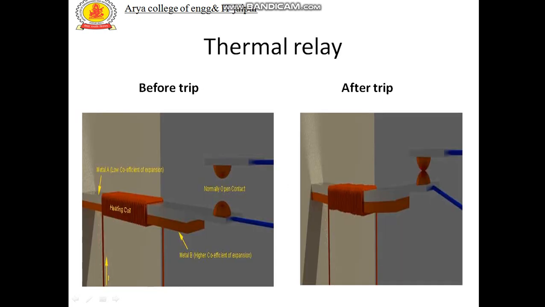Here is the basic comparison of thermal relay before tripping and after tripping. You can see here there are normally open contacts before the tripping, and after tripping there are closed contacts. Under normal operating conditions, the strip remains straight, but under the action of fault current the strip is heated and then the tension of the spring is released. Thus the relay contacts are closed, which energizes the trip circuit.